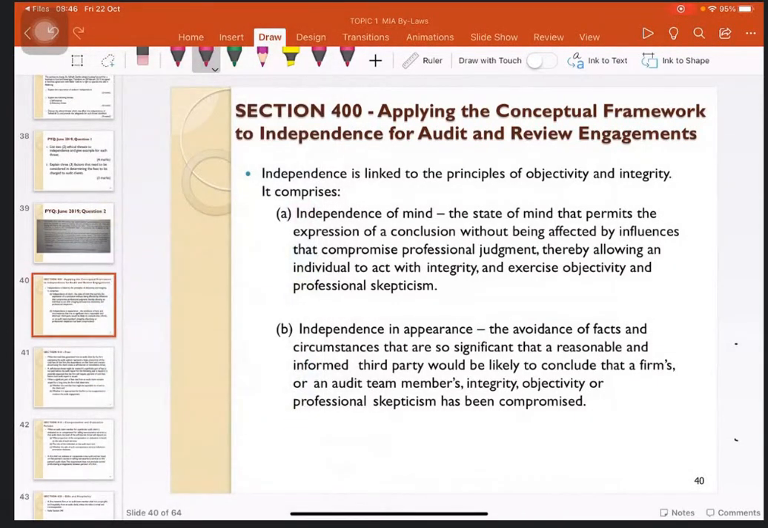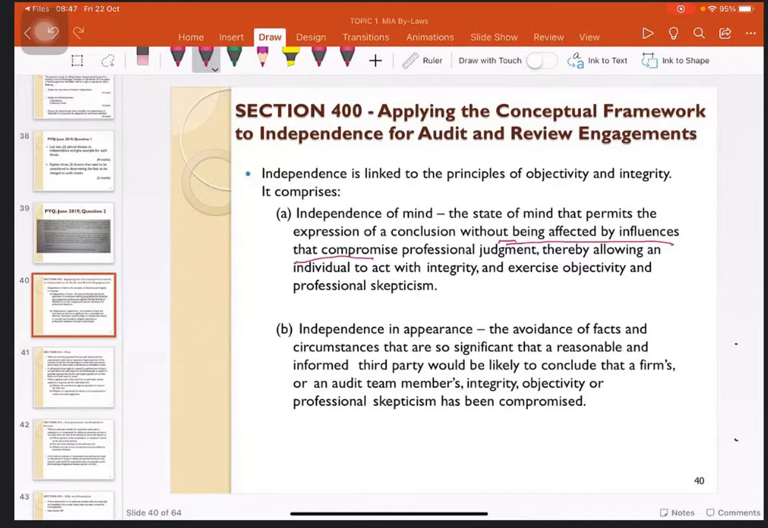Independence in mind is about you yourself. When we say independence in mind, it means you are able to maintain an unbiased attitude. When you conduct the audit, you need to be independent. Other people cannot see whether you are independent or not, but you yourself must be independent. When you conduct the audit, nobody can influence you to make the decision, and you are not biased when you make the decision. In simple terms, you are able to maintain an unbiased attitude throughout the audit.